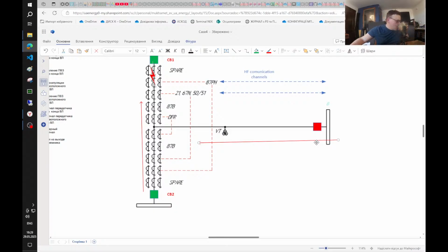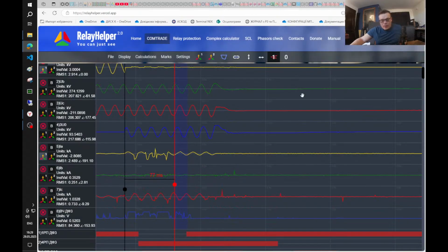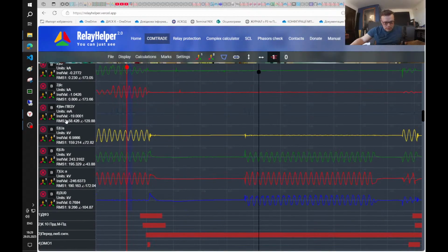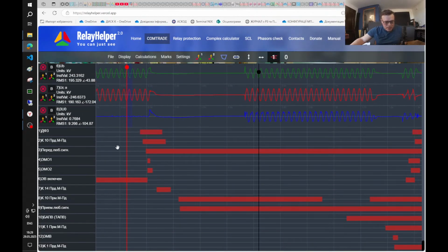Sorry. So we can see which protections tripped, and here we can see this. This is the signal from the opposite end to trip, and also a little bit later a trip from phase differential protection.